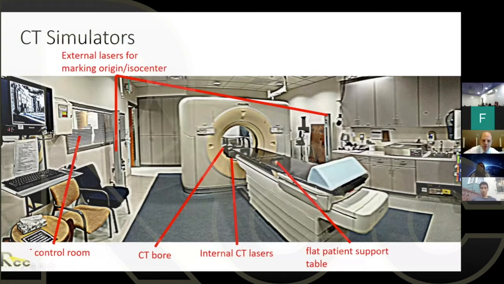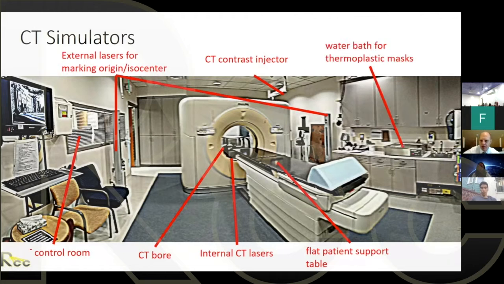the table. And then a CT contrast injector, which in this image is located behind the CT, but that is for injecting bolus and contrast into the patient during the procedure or right before, timed with the CT. And then here on the right, you can see a water bath for thermoplastic masks, which is something that we would typically use for our immobilization. Yeah, so that's just some of the standard details.